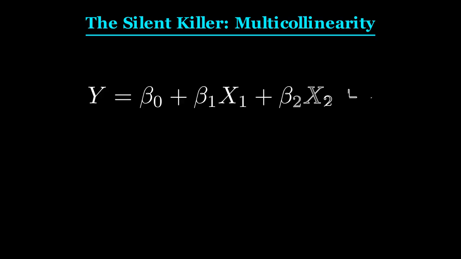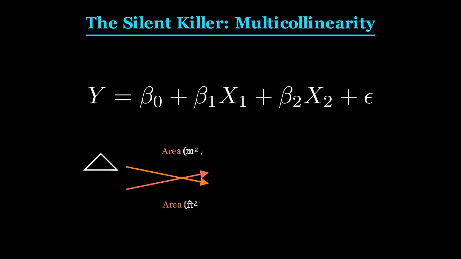However, a silent killer often lurks in our datasets: multicollinearity. This happens when two or more independent variables are highly correlated. Imagine trying to predict a house's price using both its square footage in meters and its square footage in feet. They provide the same information, making the mathematical estimation unstable.